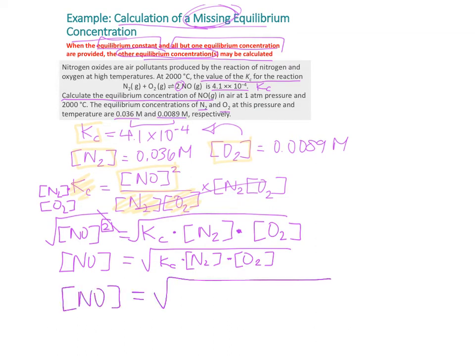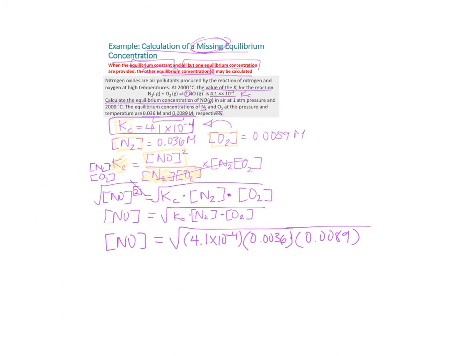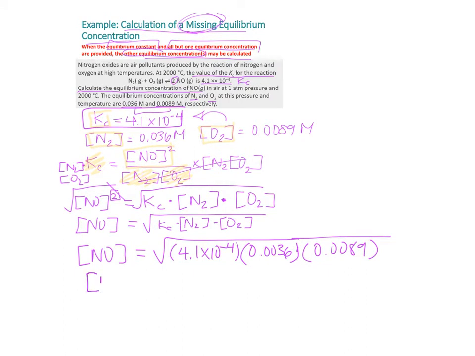So it'll be Kc, which is 4.1 times 10 to the negative fourth, and I'm getting this from up here. And then times the concentration of N2, which is 0.036, and then times the concentration of O2, which is 0.0089. And then you plug that into your calculator, and from that particular calculation, under the square root, you should get 1.31 times 10 to the negative 7th when you multiply those numbers out.